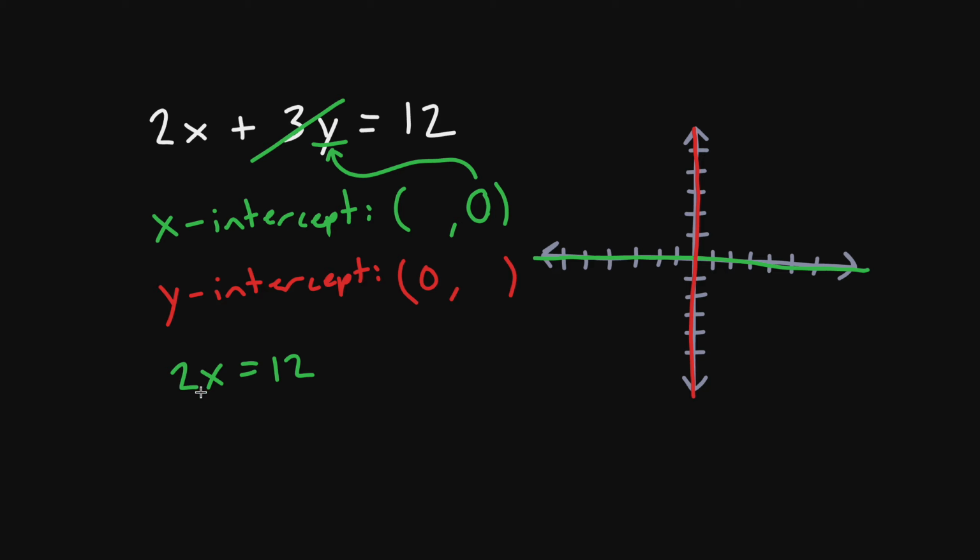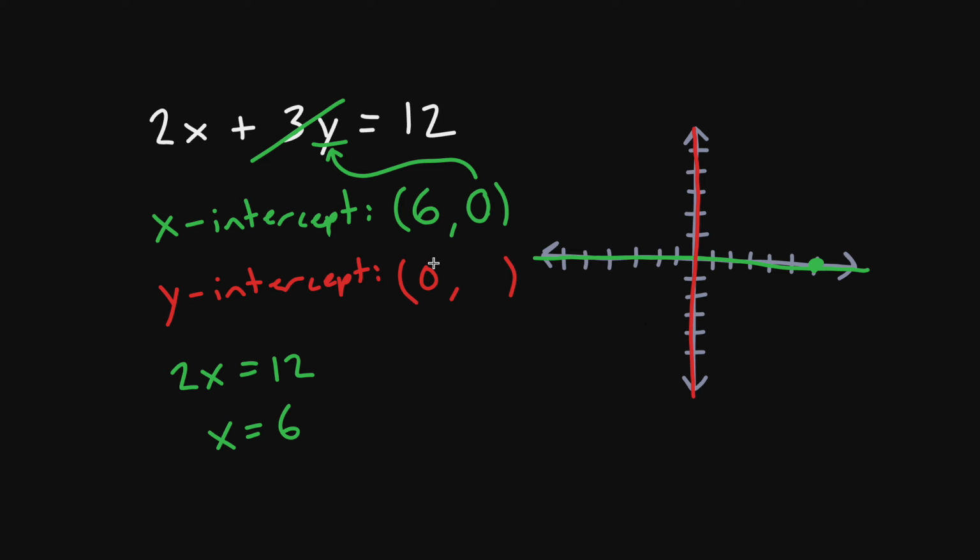Well, that's not so bad, right? We can solve 2x = 12. You divide by 2 on both sides and you just get x = 6. That means if x is 6, 6 is the missing value that goes here. So we have an x-intercept at the point (6, 0). You can go over 1, 2, 3, 4, 5, 6, 0. That point right there is our x-intercept.